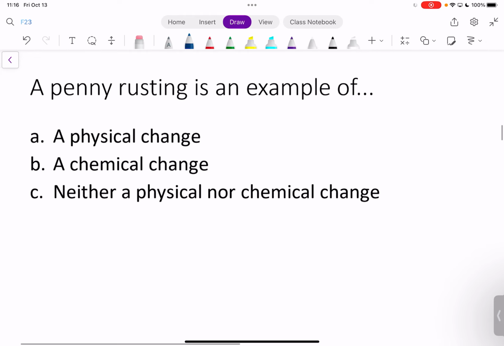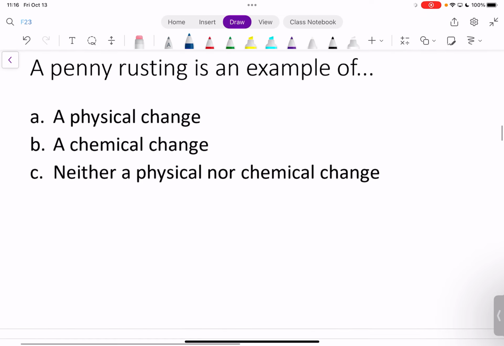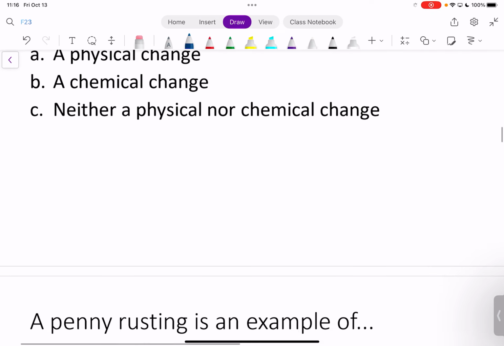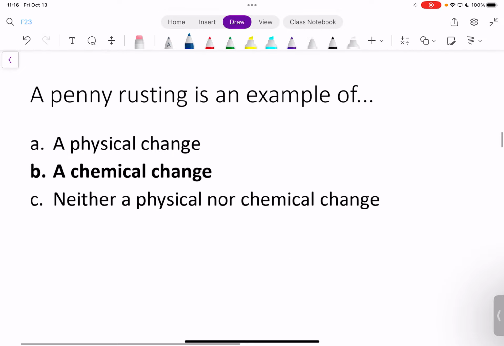All right, a penny rusting is an example of a physical change, a chemical change, or neither. Chemical change, yeah, rust, right? We had copper, and now we have rust. Well, we know pennies aren't just copper, right? From our pennies lab. But yeah, that's a chemical change. Anything rusting is a chemical change. You start with one thing, and you get a totally new substance at the end.